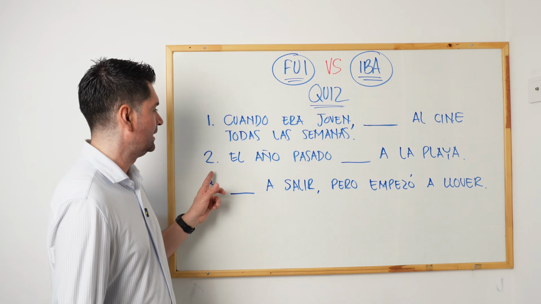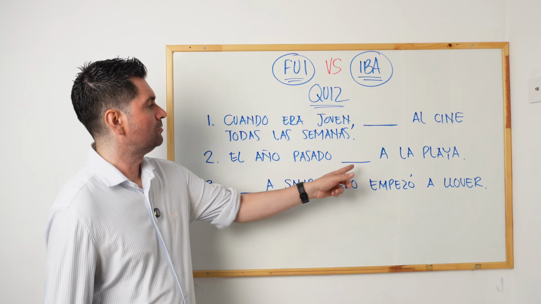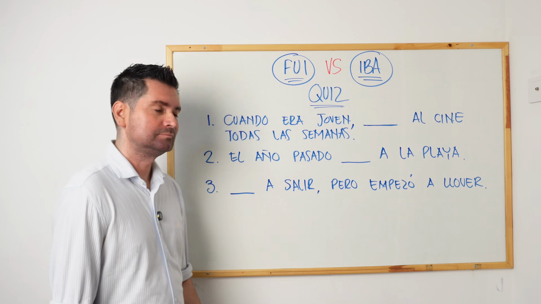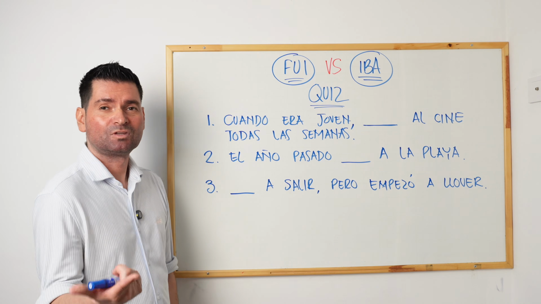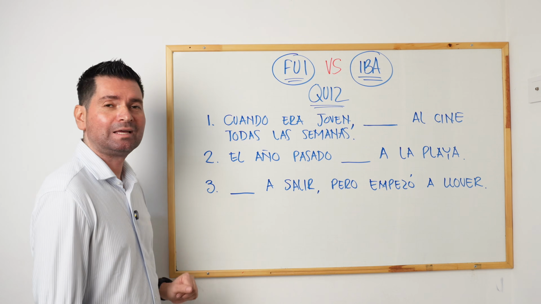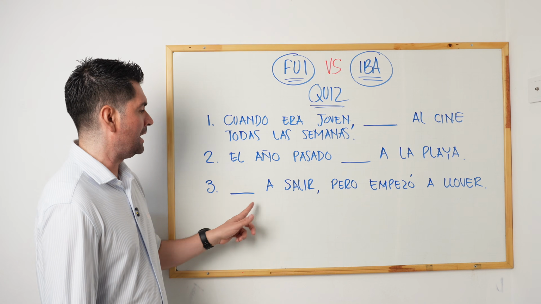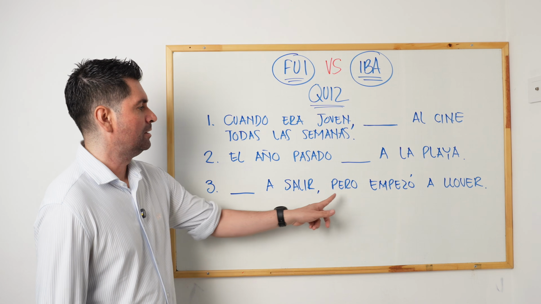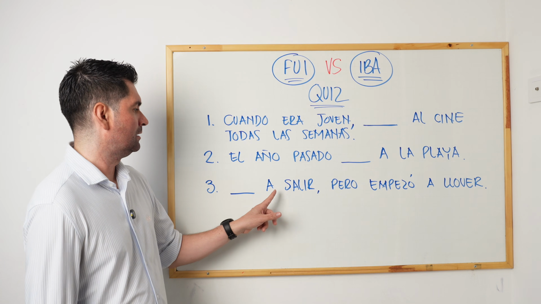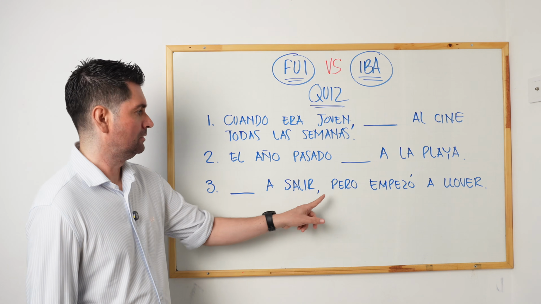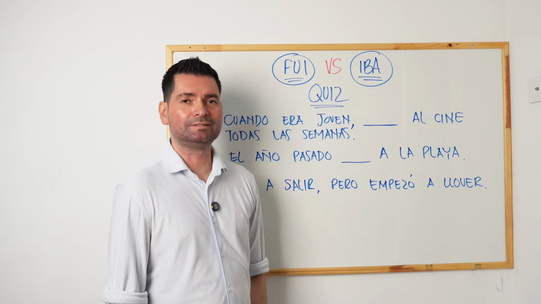Number 2. El año pasado, blah, blah, blah, a la playa. Last year, blah, blah, blah, to the beach. Fui o iba. Número 3. Number 3. Blah, blah, blah, a salir, pero empezó a llover. Blah, blah, blah, go out, but it started raining.